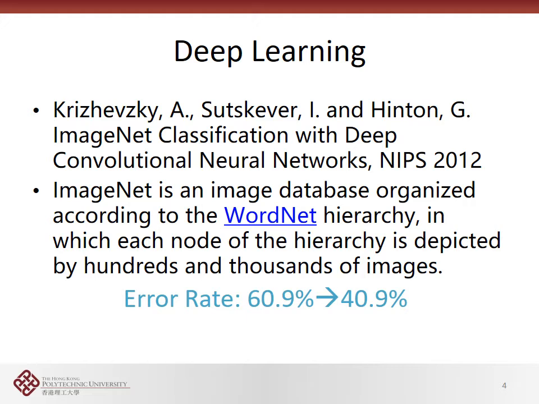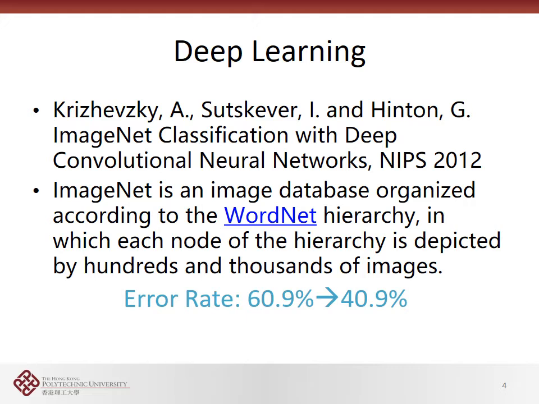Before this paper was published, the error rate of this classification task on ImageNet was 60.9%. That means among 100 images, around 60 images are wrongly classified into different categories. The error rate is very large, right?